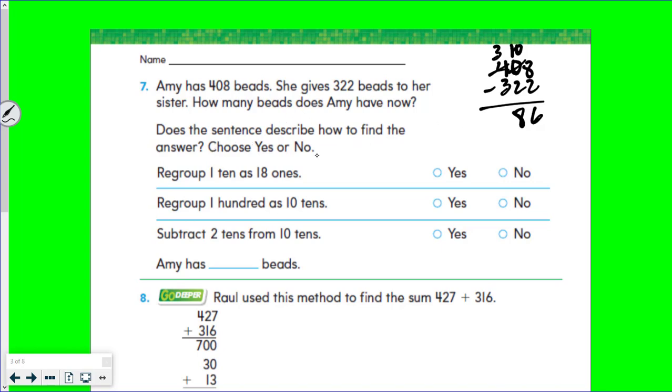So does this sentence describe how to find the answer? So regroup 110 as 18 ones. No, we did not do that. Did we regroup 100 as 10 tens? Yes, we did regroup 100. Did we subtract 2 tens from 10 tens? Yep. And then we said she has 86 beads left. Right? All right, let's go to the next problem.